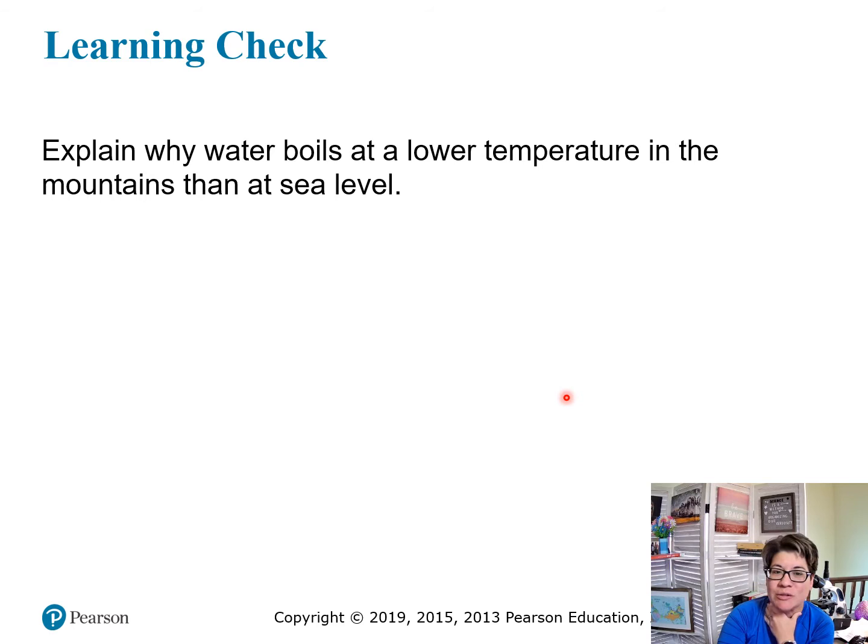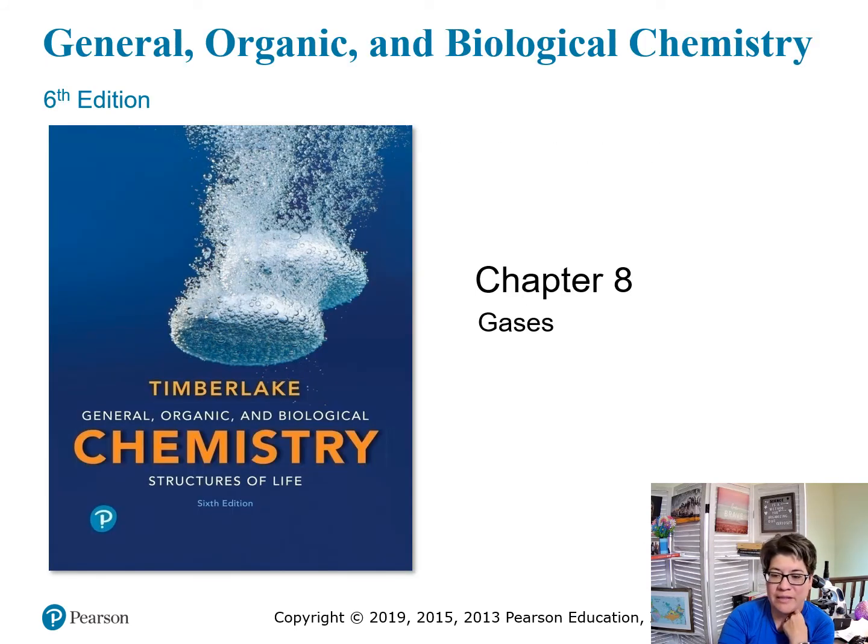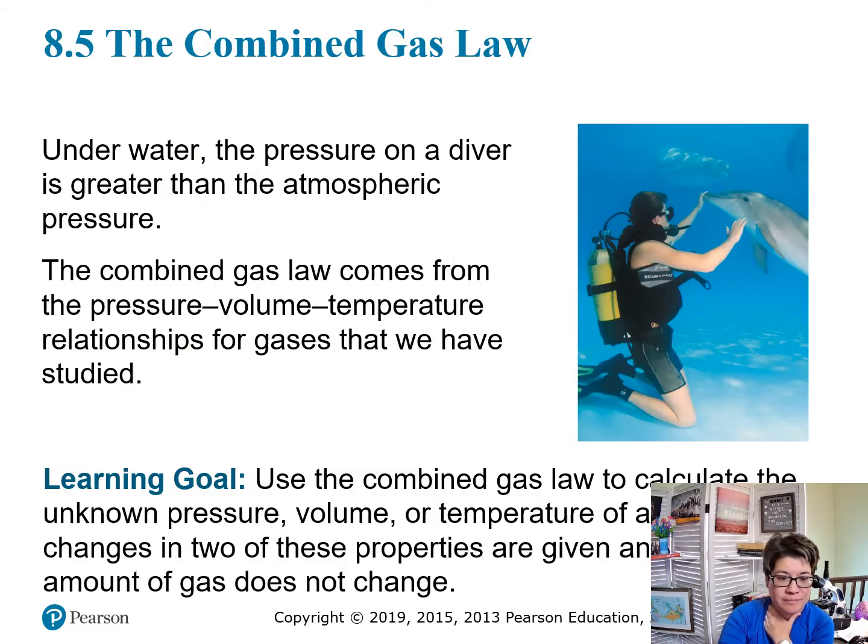Okay, let's do a learning check. See if you can explain why water boils at a lower temperature in the mountains than at sea level. So, at higher altitudes versus lower altitudes. And there's their explanation for it. There's less atmospheric pressure up high than at sea level, so it's going to have an easier time boiling. Okay, let's move on to the next section.